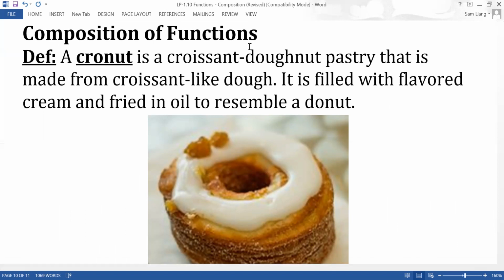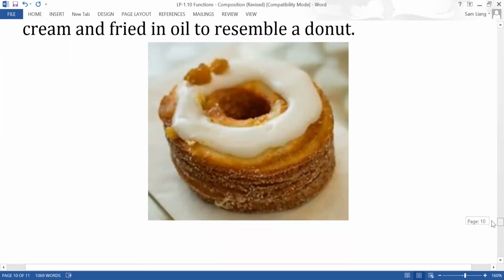So that's how I want you to think of the composition of functions. It's a croissant donut hybrid, right? You combine them, you fuse them. They're intermingled. You can't separate them, right? So that's the composition of functions. With that said, let me get to the remainder of the lesson.